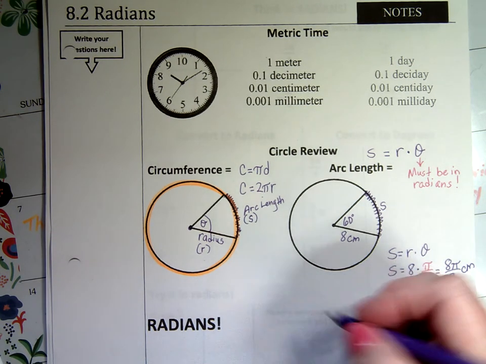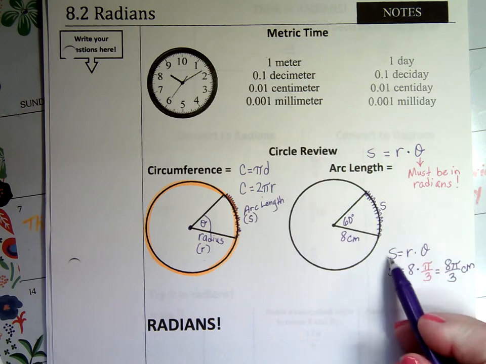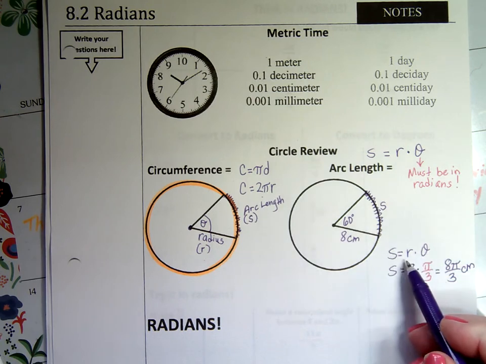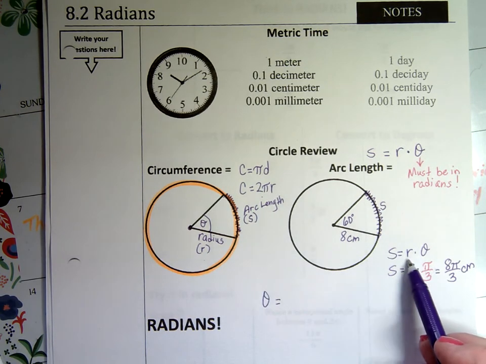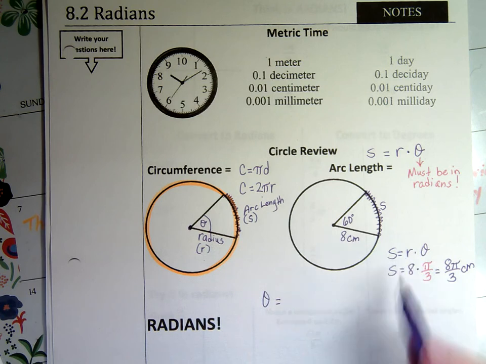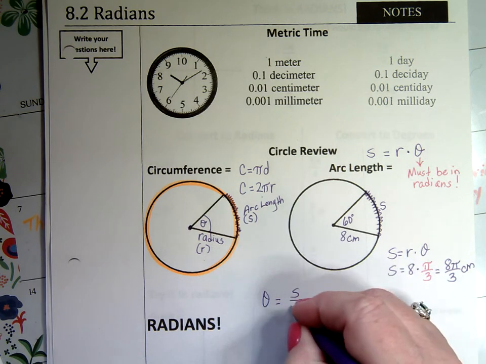Couple more things to take into consideration. What if I took this formula and I solved for the angle? If I got theta by itself, I'd have to remove the r. It's attached by multiplication, so to get rid of it, I'd have to divide. So theta equals s over r.